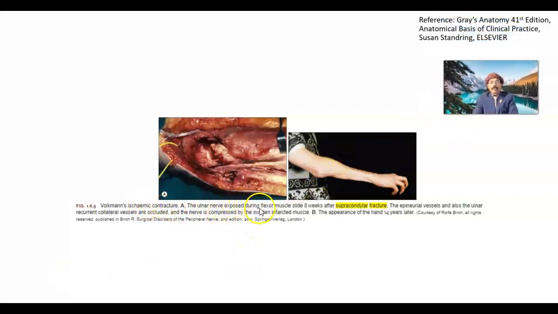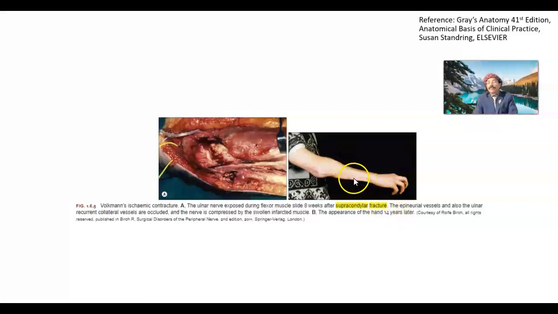The ulnar nerve is exposed during flexor muscle slide 8 weeks after supracondylar fracture. The epineural vessel and also the ulnar recurrent collateral vessels are occluded. So what happened? The nerve is compressed by the swollen infarcted muscle. Appearance of the hand 14 years later.